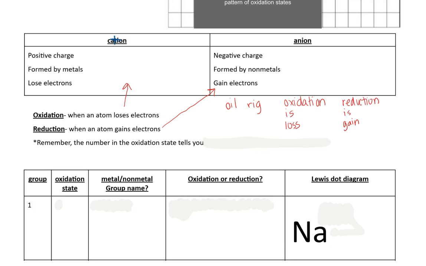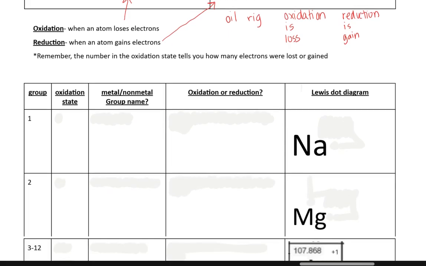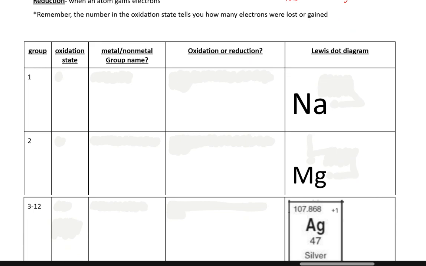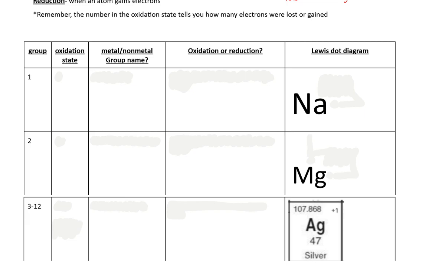Now, remember that oxidation state that we talked about just a minute ago? The reason that's so important is that it tells you how many electrons got lost or gained. So +1 means that we lost 1 electron. +2 means that we lost 2 electrons. So we're going to go through all of the different areas of the periodic table and figure out what's really happening so that these atoms can become ions and obey the octet rule.